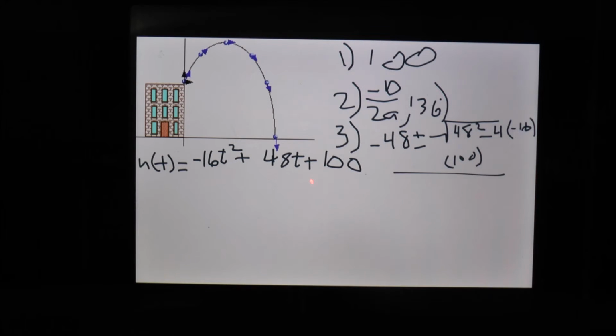I like your 100, Mason. Thanks. All over 2a, which would be negative 32.